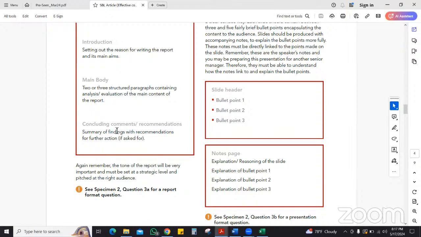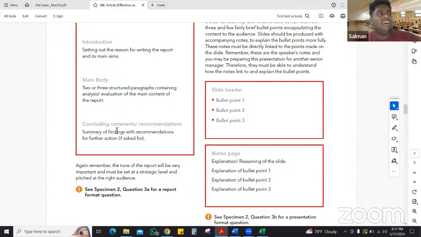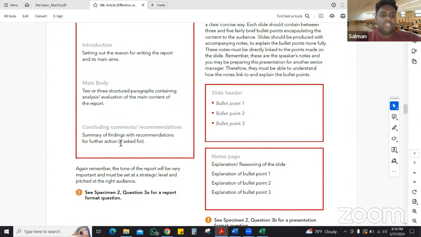If the report is about analysis, in the conclusion write the main findings. If the report is about advice, in the conclusion write your main suggestion or recommendation. So if asked for, provide a recommendation, or else provide your summary of findings.